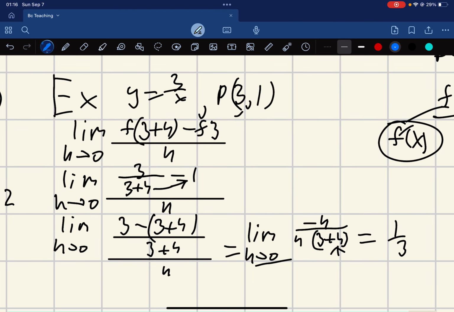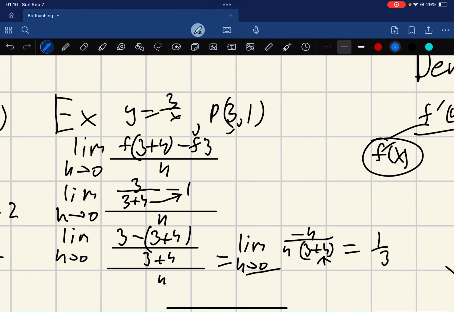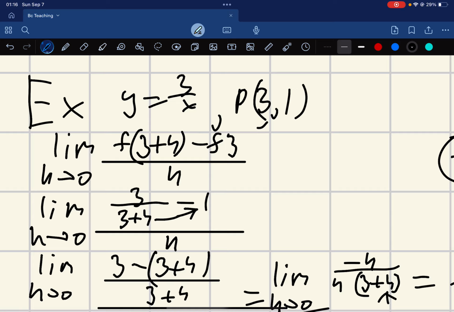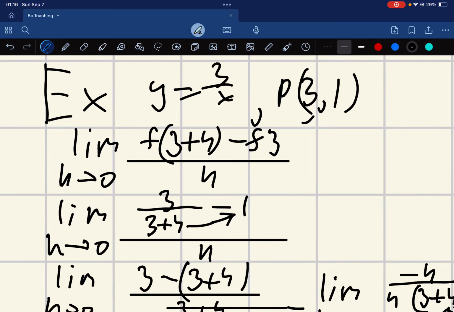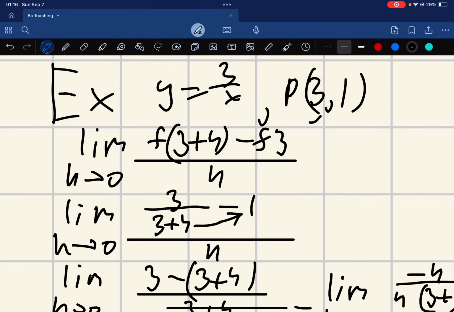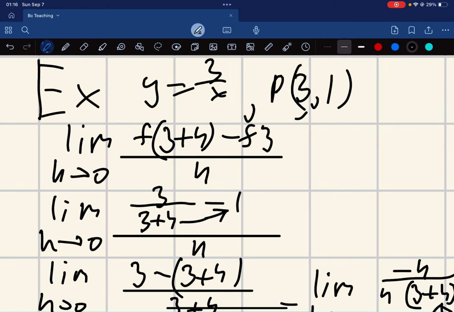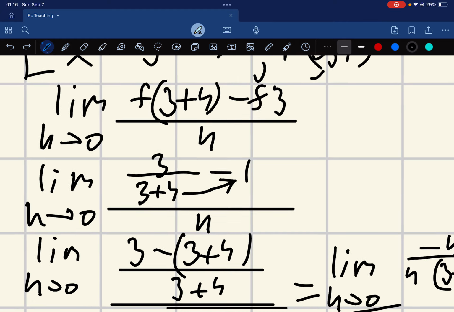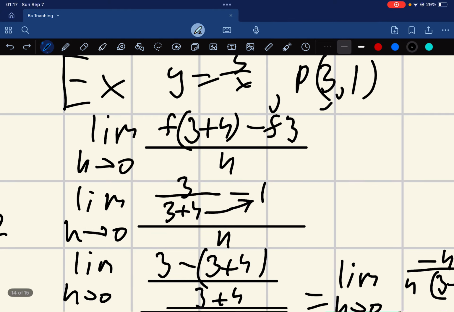So now let's do this problem right here. Given y equals 3 divided by x, find the tangent line at the point 3, 1. So a is 3, so we have f of 3 plus h minus f of 3, divided by h. f of 3 is 1, so that's why it's minus 1. And then this would be 3 over 3 plus h.